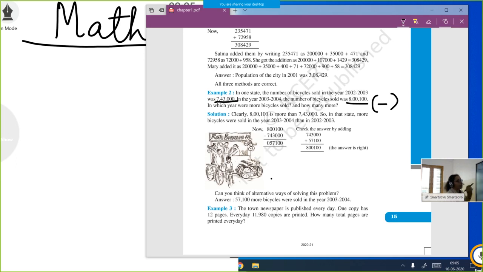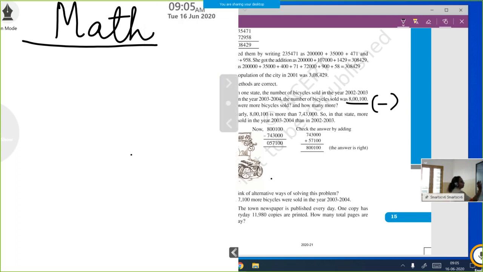That is a question. So what we had to do? First we had to compare which one is more. Then how many more means we had to subtract the number and find out the answer. Okay, then we have to write the statement properly. So how to write? This is example number 2, second question.